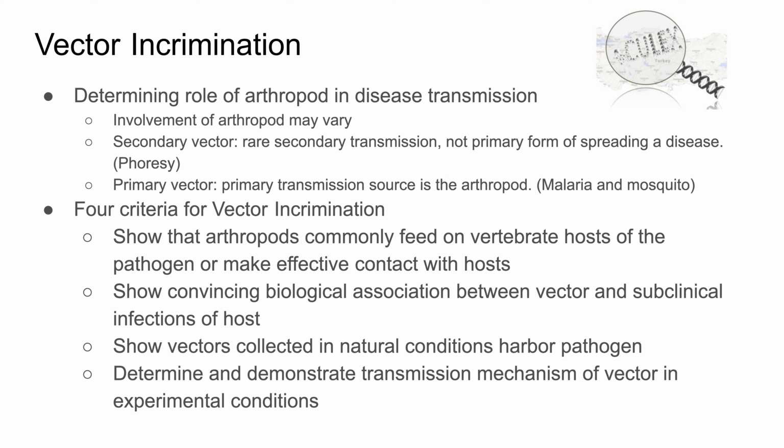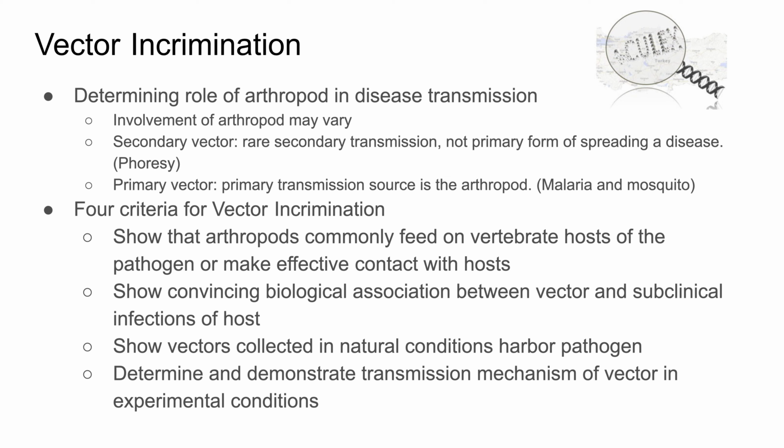So we have to show we know that these mosquitoes are landing on disease hosts specifically for a blood meal. We can observe that, so we know that it meets that criteria. We have to show convincing biological association between the vector and what's known as a subclinical infection of the host. So if someone comes down with malaria, we have to be able to show that there was association between the mosquito actually biting the person and the diagnosis of malaria. So that one has to precede the other. We've got to show that there's some type of association between the vector and the host. So the host does not get infected until after being exposed by the vector.